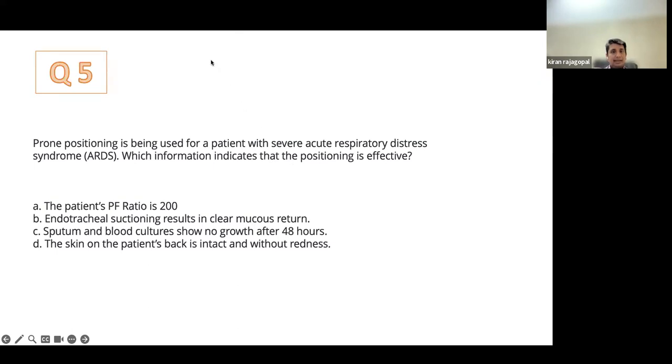Yes, answer is A. See, it was a severe ARDS patient. That means the PF ratio was less than 100, and post proning, his PF ratio has improved to 200. That means your proning is doing some effect. All other things have nothing to do with proning.